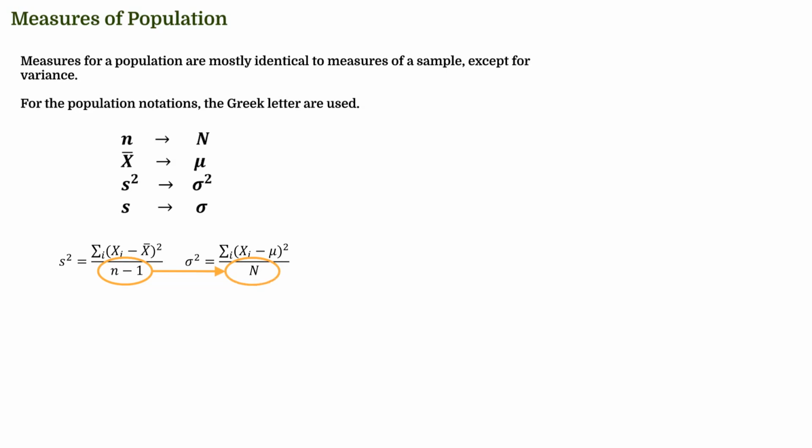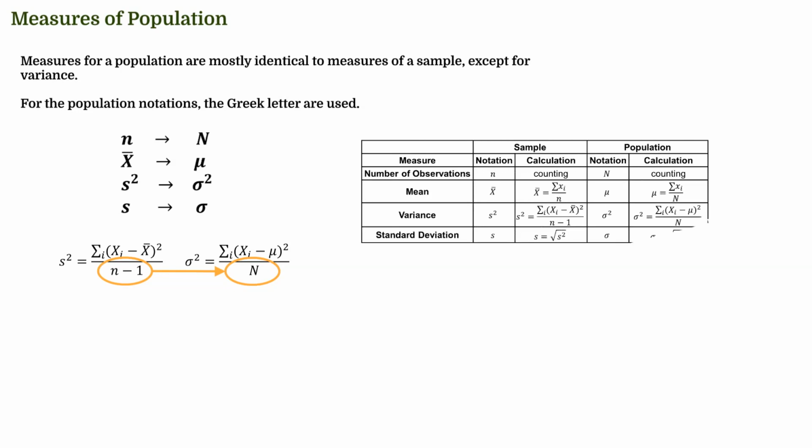For S square and sigma square, the formula is different. In S square, the summation is divided by n minus 1, while in sigma square, it is divided by n. So in population variance, we have the average of squared distances from the mean. Instead of using n minus 1, we use capital N.